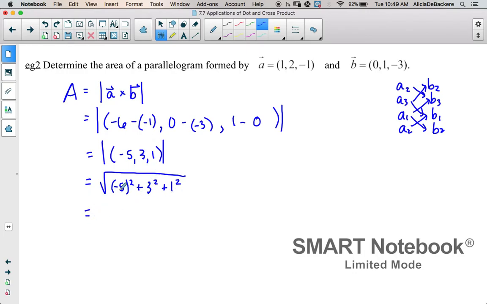And when I add that all up underneath the root, I get 35. I can't simplify that, so I'm just going to leave that and say therefore the area.